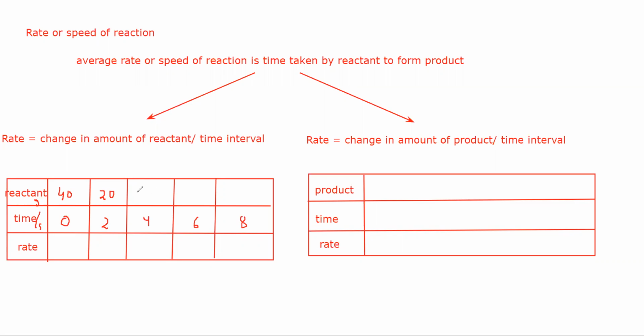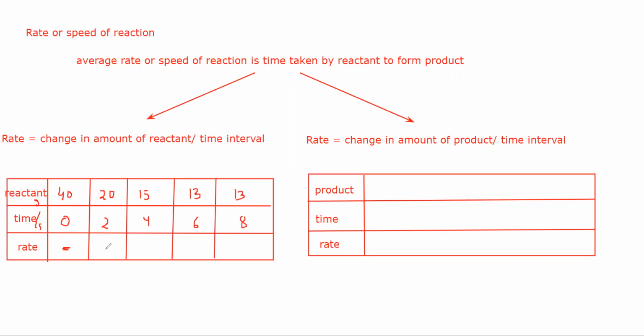After 4 seconds, we are left with 15 grams of reactant. Then we are left with 13 grams of reactant, and 13 grams of reactant again. In a question, for the first value, because that's the beginning of a reaction, you cannot identify the rate. You will start with the second value because the formula is change in amount of reactant divided by time interval.